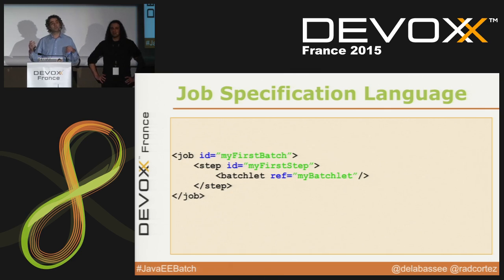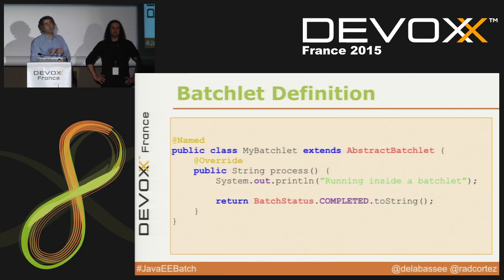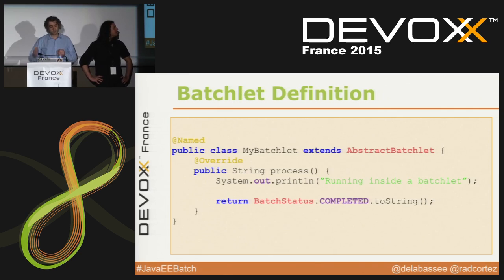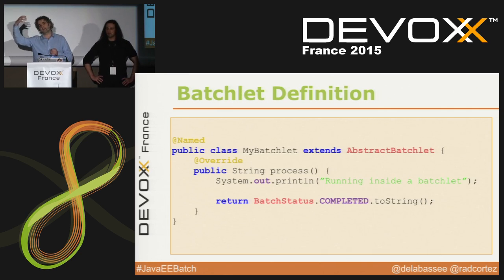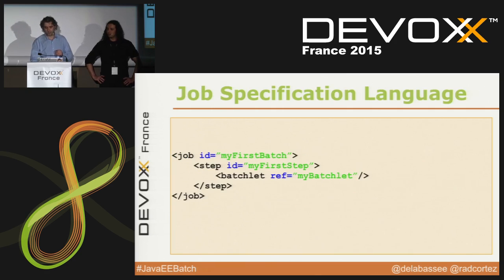Then I obviously need to have steps in my job. A job without steps doesn't make any sense. So I need to have one or more steps. In this case, I will just have one step. It's called my first step. And in this particular case, it's a batchlet. So batchlet, and then I give a reference to my batchlet, which in fact corresponds to the one we have just written. So JSR 352 basically gives you the Java API and that XML based language to define your jobs.